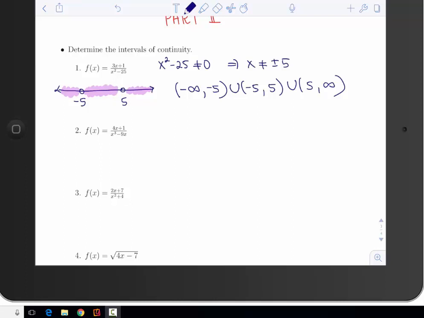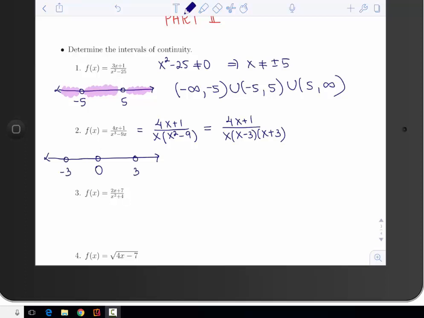All right, let's take a look at the next rational function. Here we have 4x plus 1 over x cubed minus 9x. Let me go ahead and factor this. 4x plus 1 over x times x squared minus 9. So I can factor it even more. This is x times x minus 3 times x plus 3. Okay, so 3 points would be excluded from the domain. 0 is one of them, negative 3, positive 3.